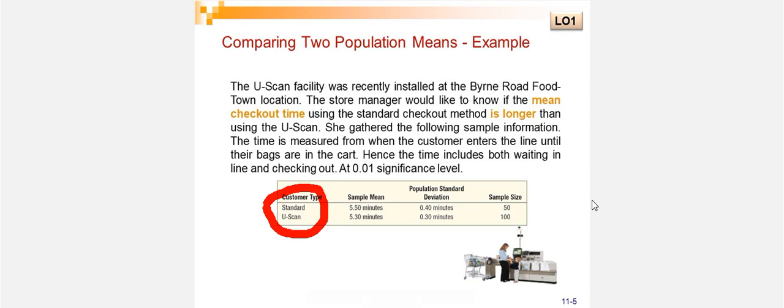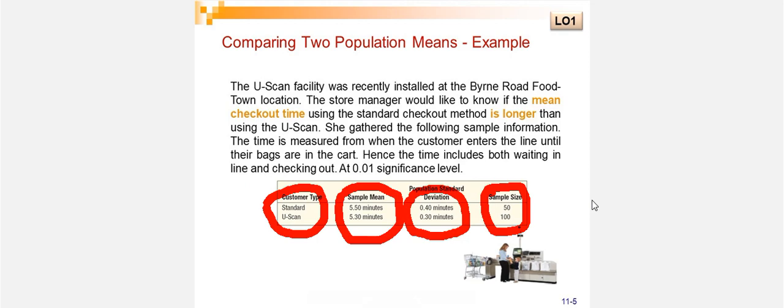There is a small counter with a scanner, and you place your items and pack by yourself. Then after that, you pay at that terminal by using a card, which means cashless. Given the sample mean of each process, standard is 5.5 minutes and U-scan is 5.3. The population standard deviation is 0.4 for standard and 0.3 for U-scan, with sample sizes 50 and 100 respectively.